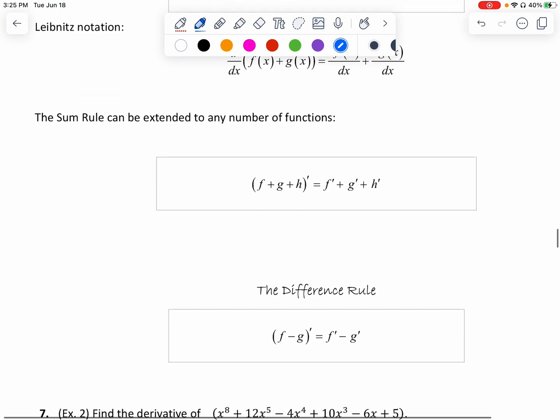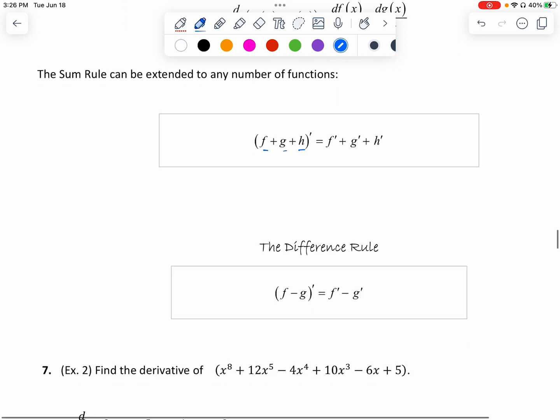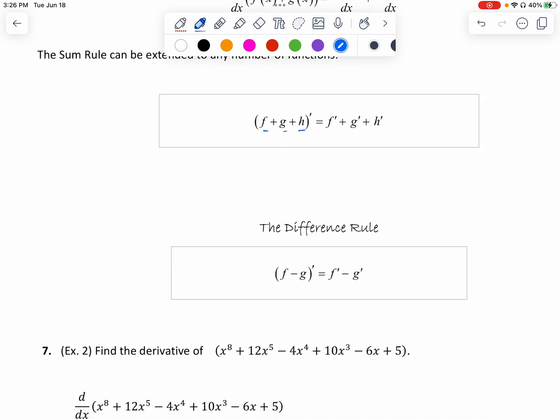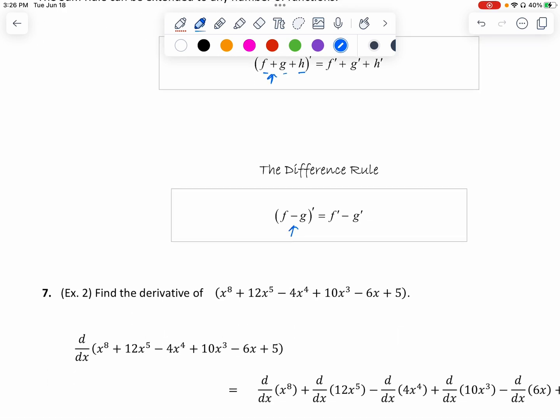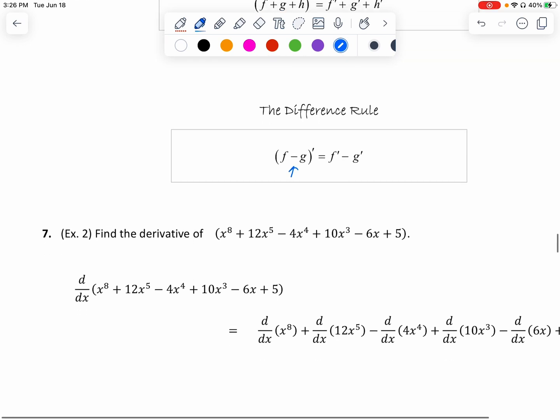This also works for multiple functions, so I can have as many terms as I want, as long as they're separated by a plus sign, or I also have a difference rule for a minus sign, and I just follow through with whatever sign was between the functions, I keep between the terms.